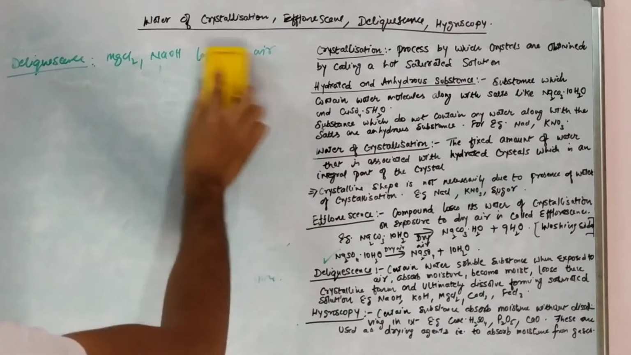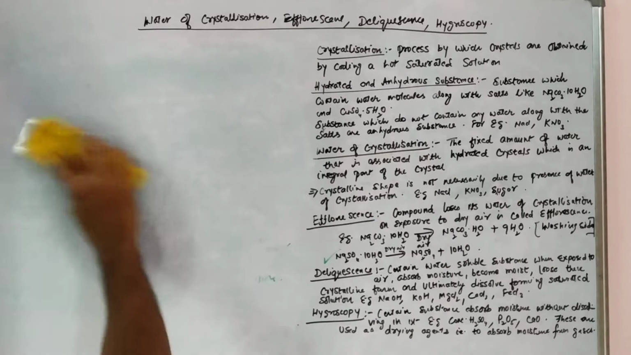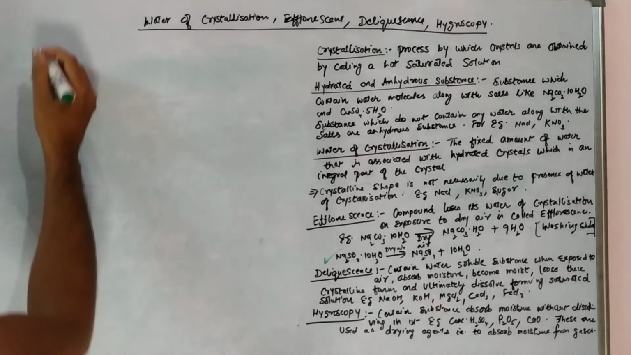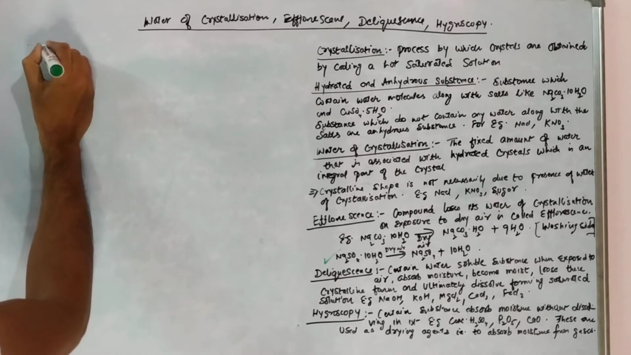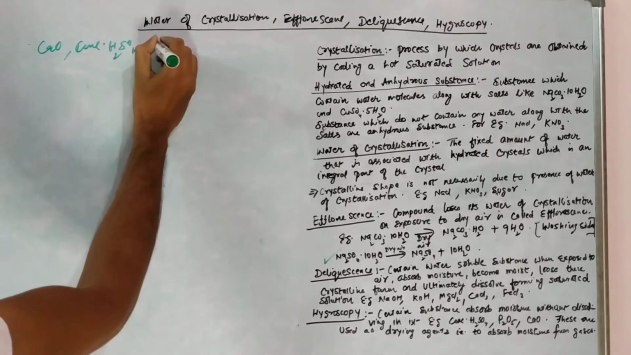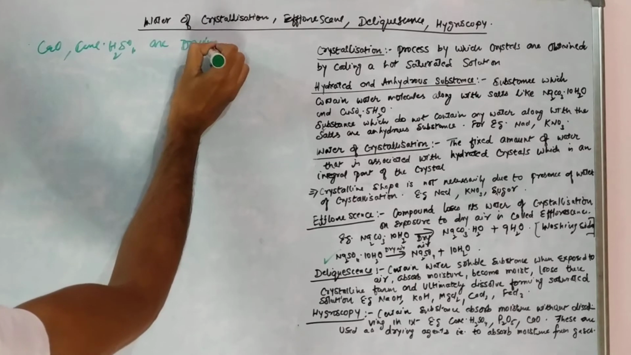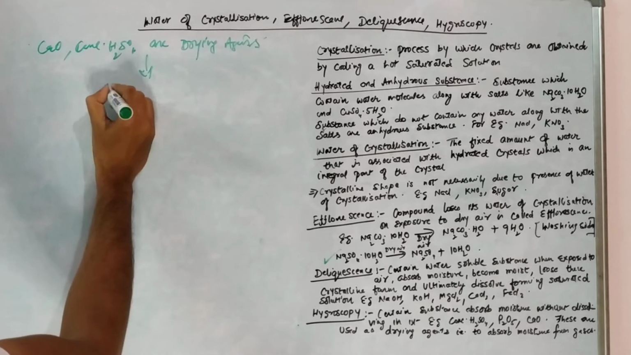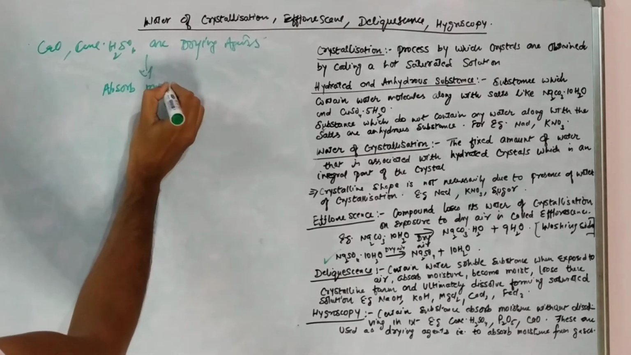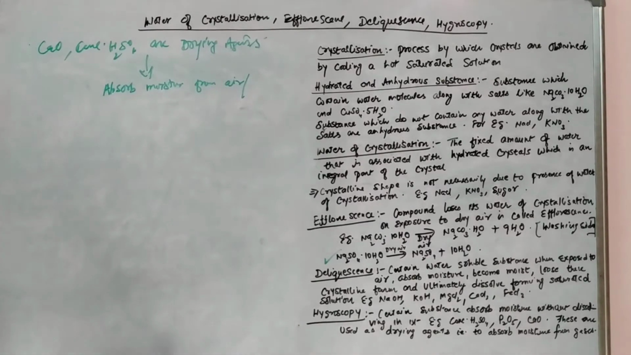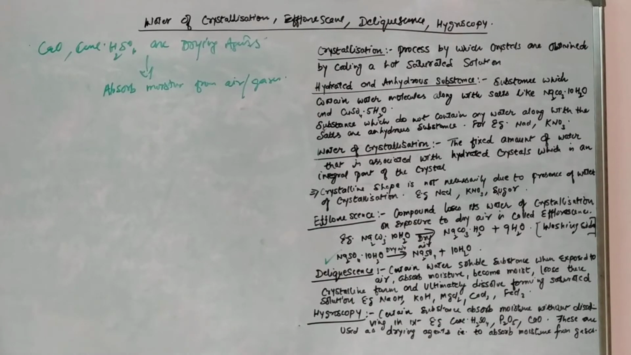So we have something called a drying agent, and you might have also heard of something known as a dehydrating agent. Hygroscopic substances like calcium oxide or concentrated sulfuric acid are drying agents. What are drying agents? They will absorb moisture from air, or they are used to dry gases, so they will absorb moisture from gases.